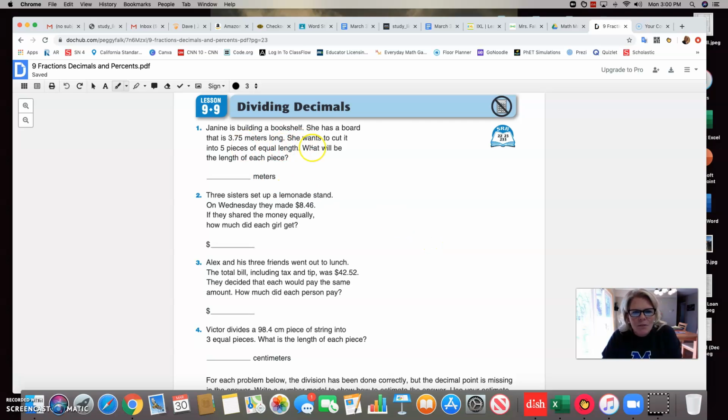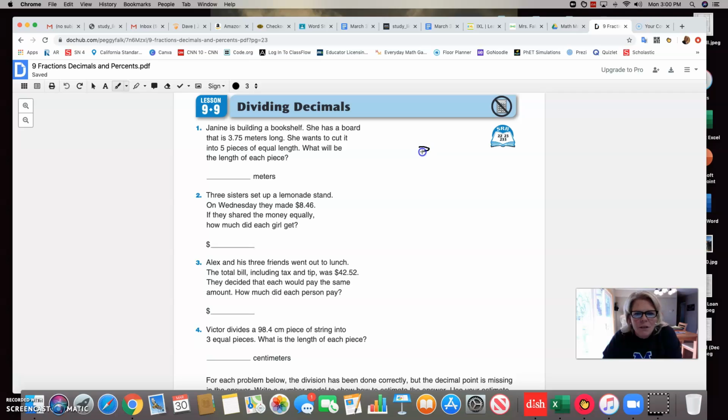So I'm going to do a couple of these problems together. Kind of review, we did do a little bit of this before this break happened, so I'll do 1 and 2 together, and then we'll do a little bit more together below. Number 1 says Janine is building a bookshelf. She has a board that is 3.75 meters long. She wants to cut it into 5 pieces of equal length. What will be the length of each piece?